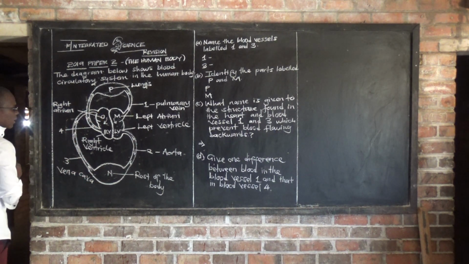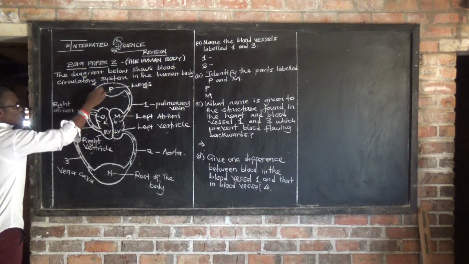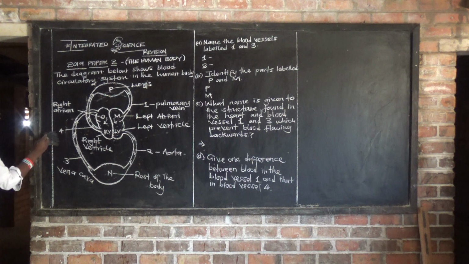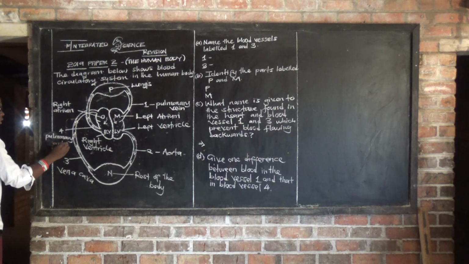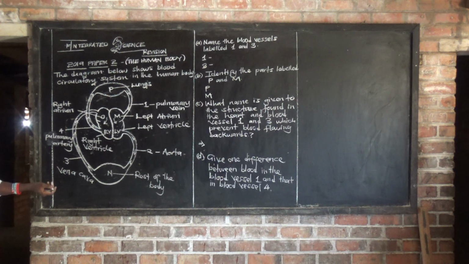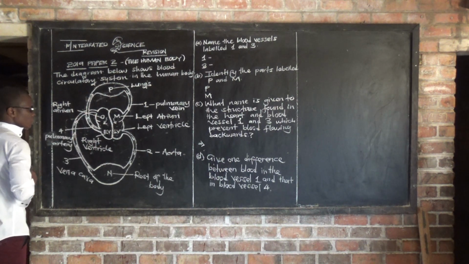Then we have got blood vessel 4, the one which is transporting deoxygenated blood from the heart to the lungs. This blood vessel is called the pulmonary artery. This is our pulmonary artery, the blood vessel which transports deoxygenated blood from the heart to the lungs. Are we moving together? Yes.